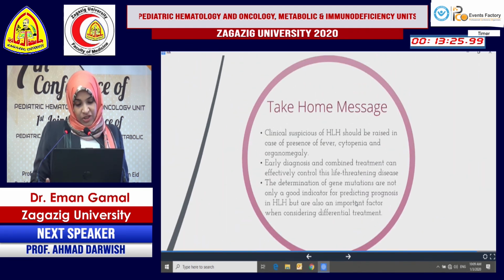My take-home message is that clinical suspicion of HLH should be raised in the presence of fever, cytopenias, and organomegaly. Early diagnosis and combined treatment can effectively control this life-threatening disease, and the determination of gene mutation is not only a good indicator for predicting prognosis in HLH, but also an important factor when considering differential treatment.